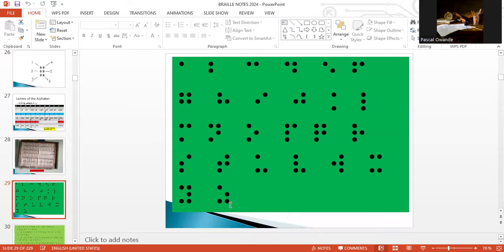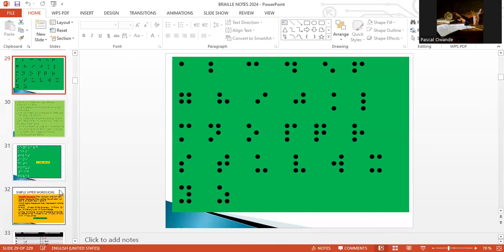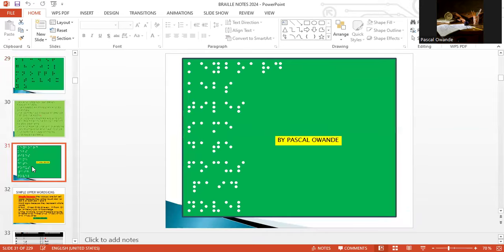And so those are letters of the alphabet now written in Braille form. Now, we can look at simple words here. The first word, we have dot 1 and dot 3, and that is letter K.